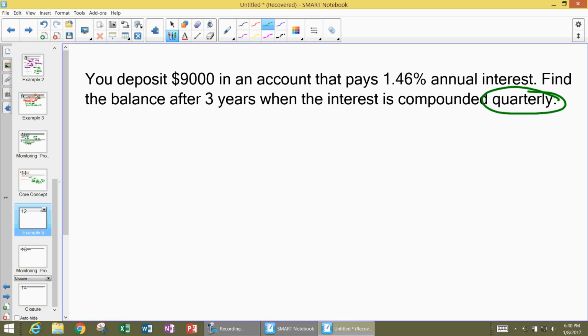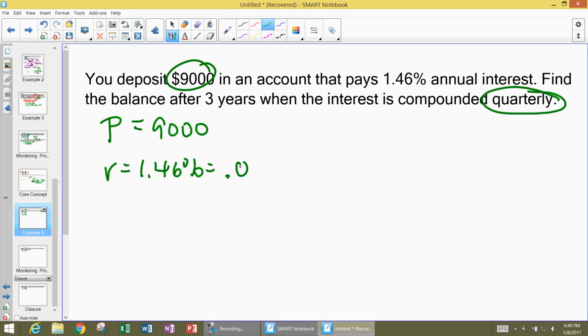So we need to know a couple of things. P in this case is going to be $9,000. That's how much we're depositing into the bank. Our rate is 1.46%. Let's change that into a decimal: 0.0146. T for time is going to be 3 because it's 3 years.